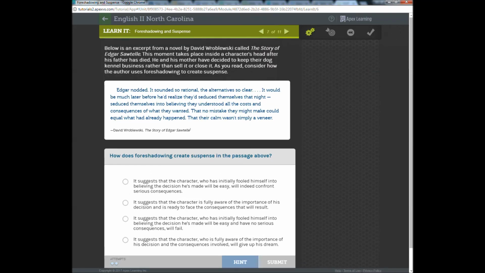So last thing, let's read this passage from the story of Edgar Sawtelle and answer the question. How does foreshadowing create suspense in the passage below?